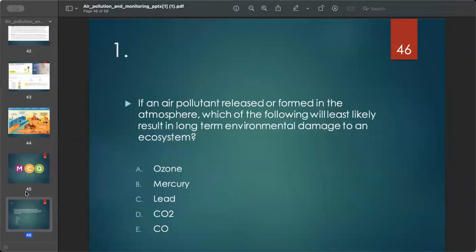MCQs. Question number one: if an air pollutant is released or formed in the atmosphere, which one of the following is least likely to result in long-term environmental damage to an ecosystem? Option A is ozone, option B is mercury, option C is lead, option D is carbon dioxide. D is the right answer, carbon dioxide.